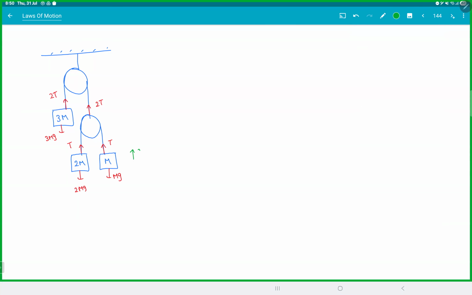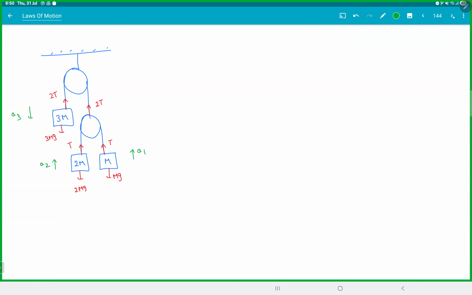Let this go A1, let this go A2, let this go A3. How do I know it is going up? I don't know. So I'll assume any direction I want. The signs will take care of themselves. You don't worry about it. If A1 is not actually going up but down, the final answer will come negative. So assign whatever you want. You can take all up also. This is your step 2.